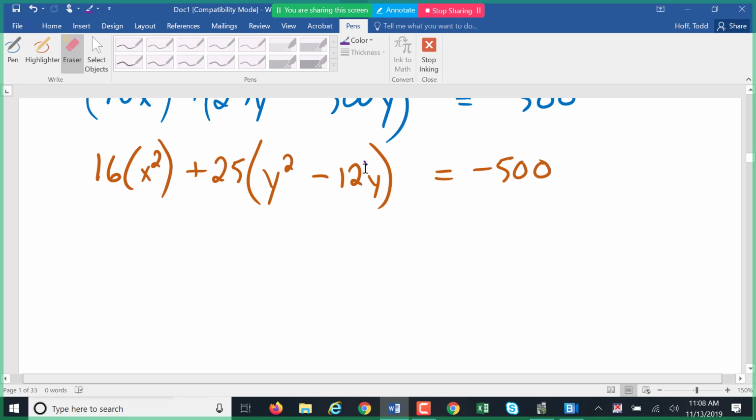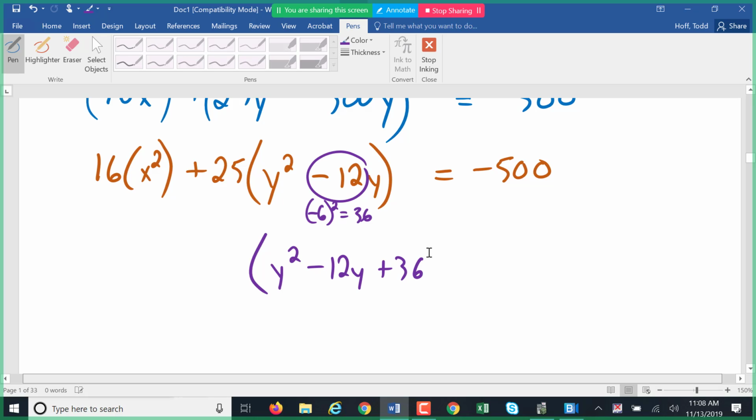Negative 12 divided by 2 is a negative 6. Negative 6 squared is 36. So I need to add 36 to this. So it's y squared minus 12y plus 36.